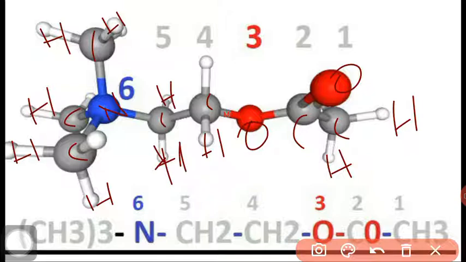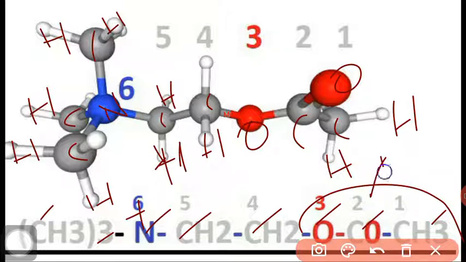So, this is CH3 thrice on a nitrogen, we should have a plus symbol, CH2, CH2, O, CO, CH3. It is shortly written as OAC, and this is NMe3 plus. Okay.